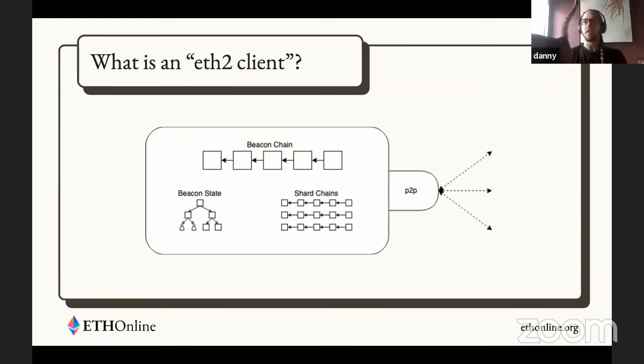consensus of, rather than just one chain, Eth1 as we know and love today, managing the complexity and consensus of multiple chains. And then we call them shard chains. So that's what an Eth2 client is. It doesn't touch the user layer.